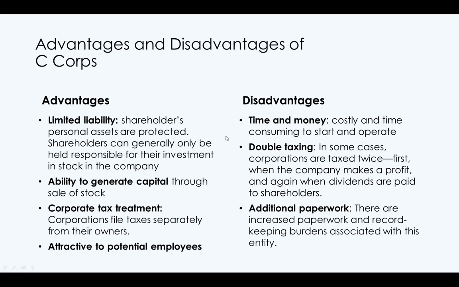So some advantages: there's limited liability. If you are a shareholder, you only lose the money that you purchased the shares for. That's it. When a corporation folds, if they're sued for billions of dollars, if you only bought $10,000 worth of stock in that company, all you lose is the $10,000. Then there's the ability to generate capital through the sale of stock. As a corporation, when you sell off part of your ownership, let's say you want to sell half of the corporate ownership to the general public, you can sell those stocks and raise cash from it.